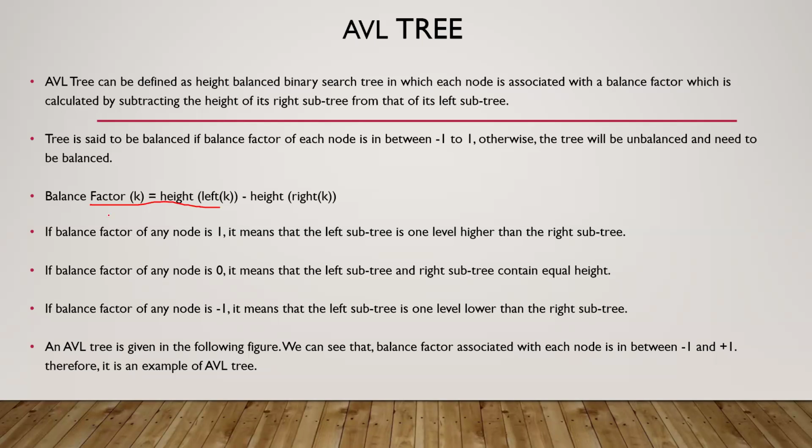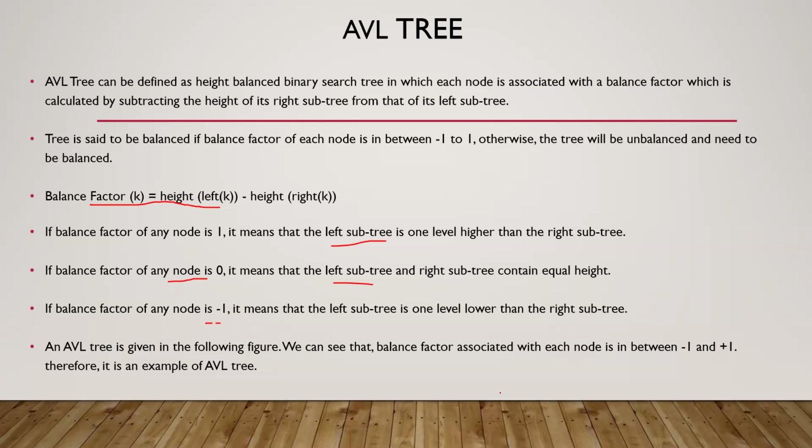First one, if the balance factor of any node is 1, it means the left subtree is one level higher than the right subtree. That's just the meaning they have given. If the balance factor of any node is 0, the left subtree and right subtree are of equal height. And if the balance factor of any node is minus 1, the left subtree is one level lower than the right one.